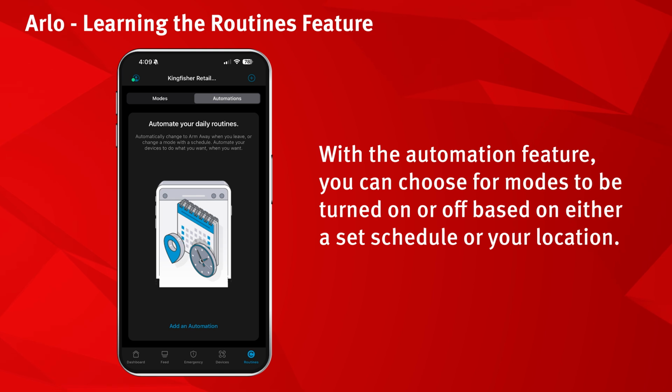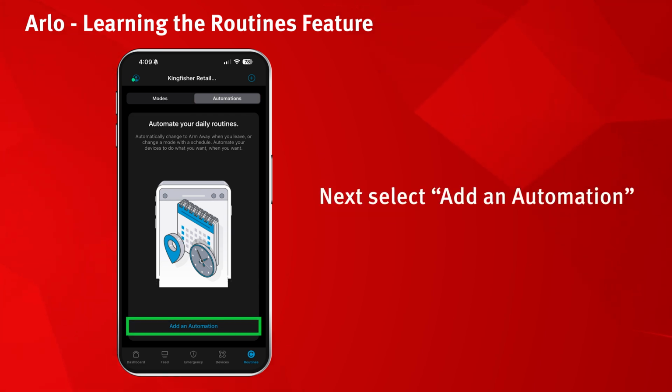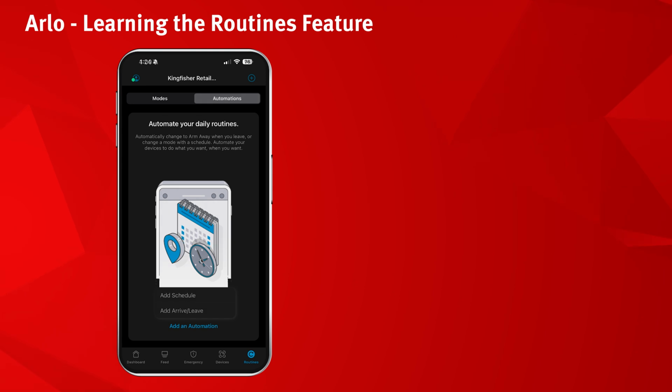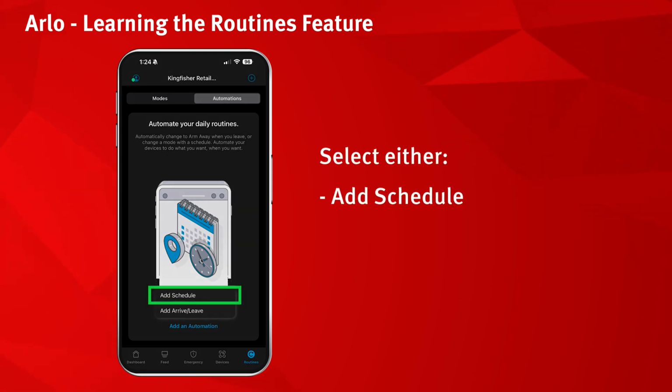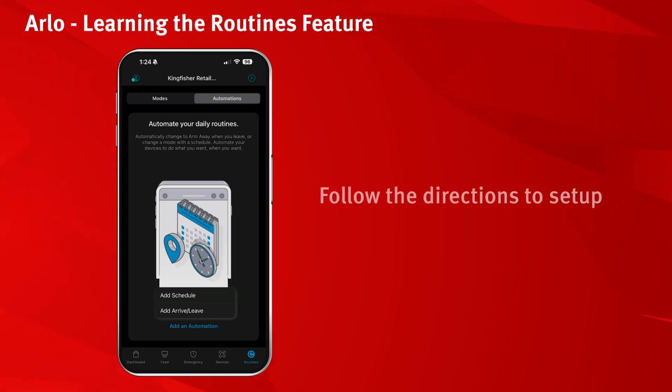With the automation feature, you can choose for modes to be turned on or off based on either a set schedule or your location. To set up an automation option, select Automations. Next, select Add an automation. Select either Add Schedule or Add Arrive Leave. Follow the directions to set up.